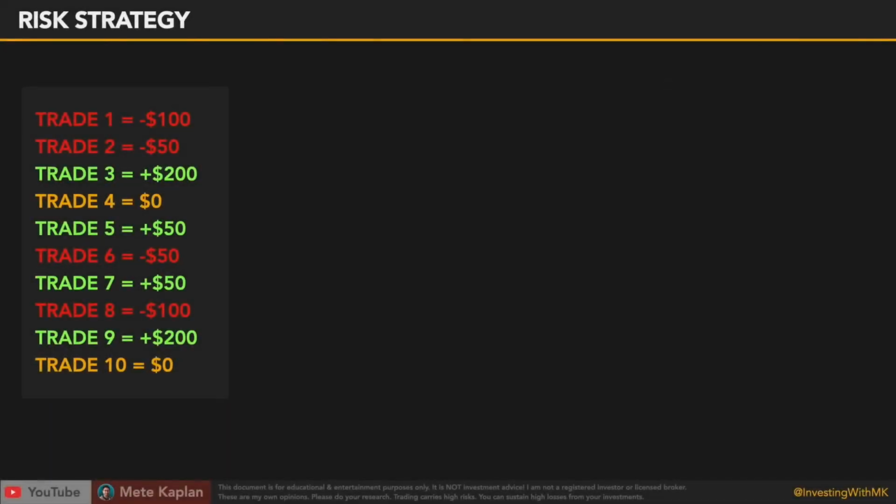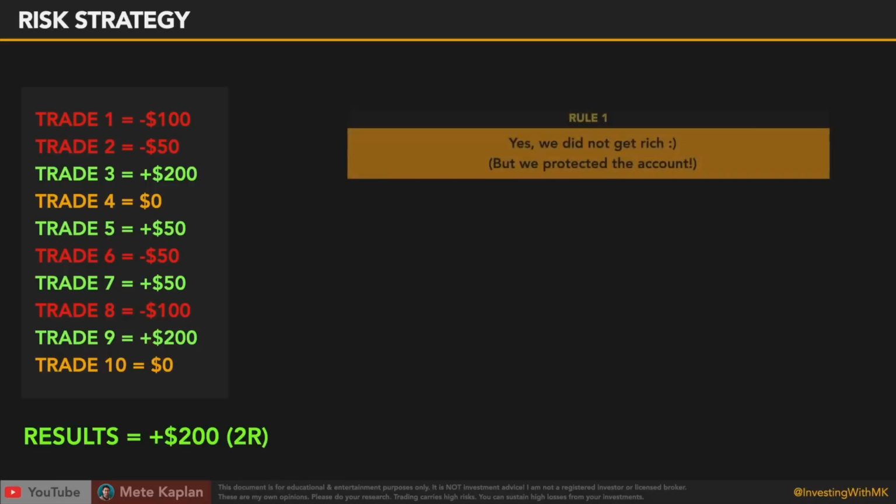So, what happened here? Let's discuss and learn. We took 10 trades. No great performance at all, as you can see. After 10 trades, we only made $200 and collected 2R in total. So many losses, so many break-evens, and mostly partial wins. Now, this is a real experience of real traders out there. This is the reality of trading.